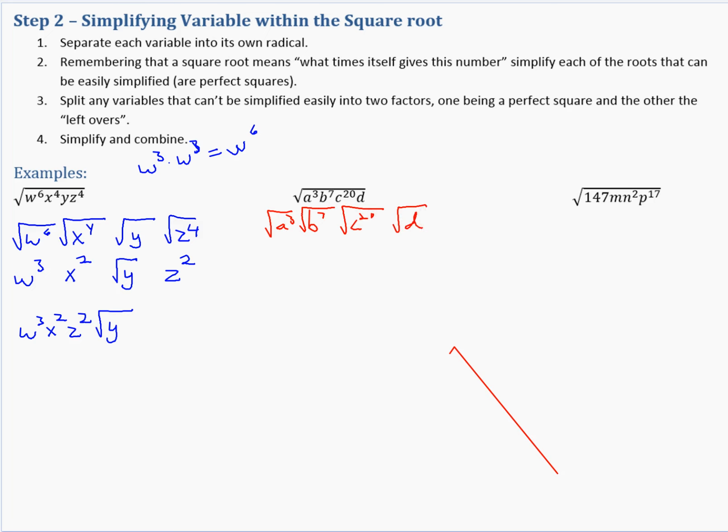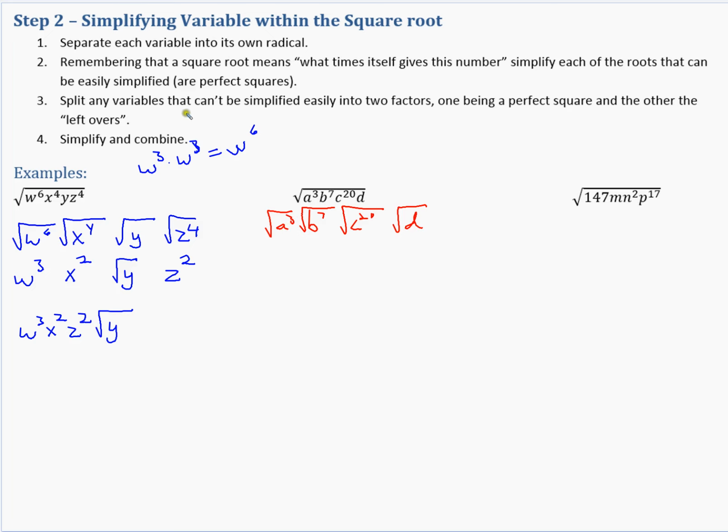This one will have a couple new things to work with, and actually we didn't even get to step 3. We didn't have to do step 3 in the example, so we'll be seeing that here. So square root of a cubed. There's nothing times itself, no whole number times itself, that gives us a cubed. Or so I shouldn't say whole number. So a cubed we can't get. It's not a simple one.